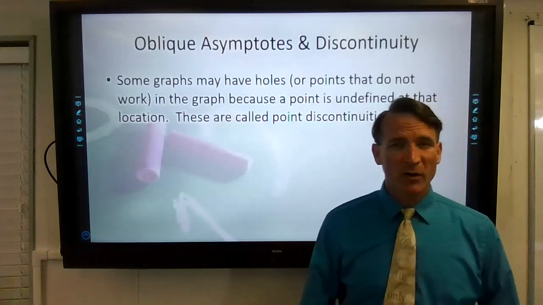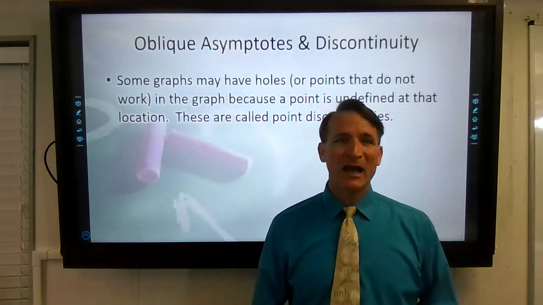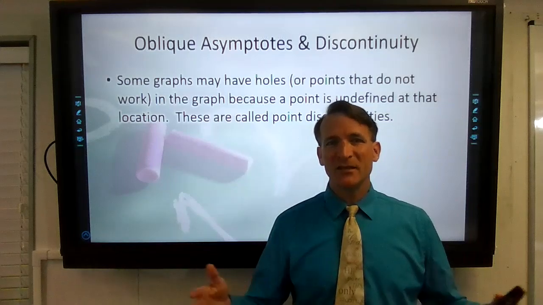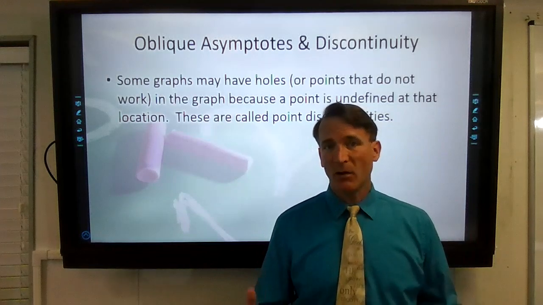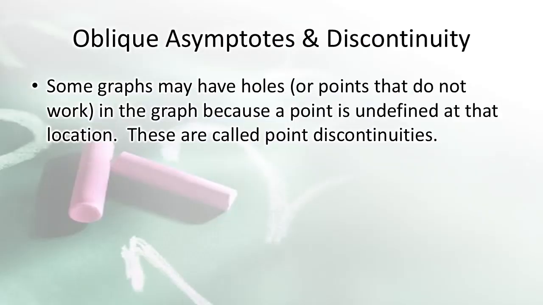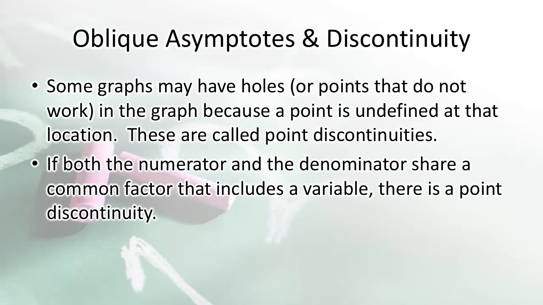That brings us to the second part of our lesson, and that is discontinuity. If something is discontinuous, that means it has stopped. In our particular case, it has a hole in our graph. So some graphs may end up having holes or points that do not work in the graph because a point is undefined at that specific location. And that point is called a discontinuous point or some sort of discontinuity. If both the numerator and the denominator share a common factor that includes a variable, there is a point of discontinuity.